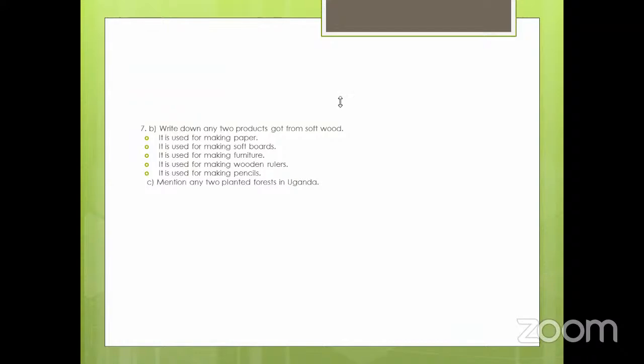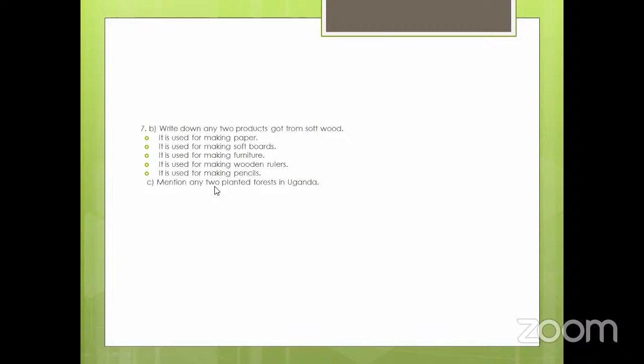And I would love Ruth to take us through. Ruth, can you take us through? Ruth, are you there? Oh, first wait, you have not taken us through the products we get from softwood. First take us through the products. It is used for making paper. It is used for making softboards. It is used for making furniture. It is used for making wooden rulers. It is used for making pencils.